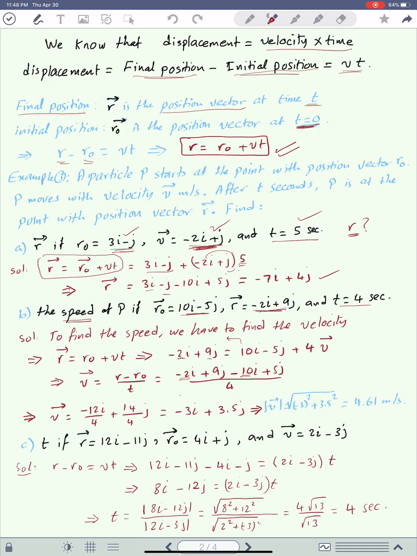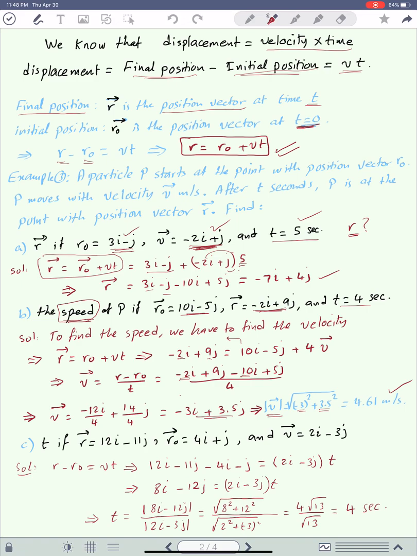This is the velocity. He wants the speed, dear students, or engineers, doctors in the future, inshallah. So, dear students, the speed of v is equal to the square root of negative 3 squared plus 3.5 squared, to 3 significant figures. The speed is 4.61 meters per second. We're still in the easy questions, so we need to focus here.